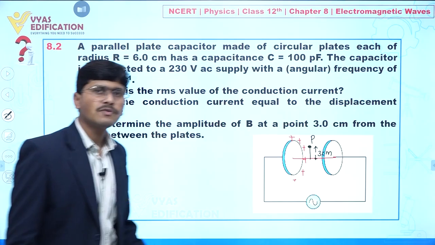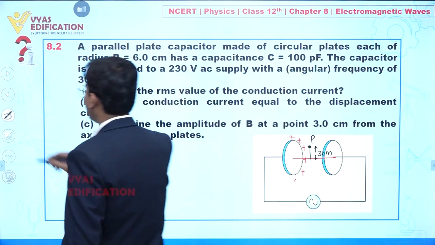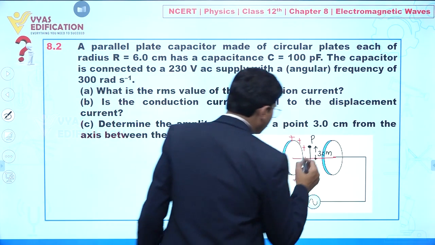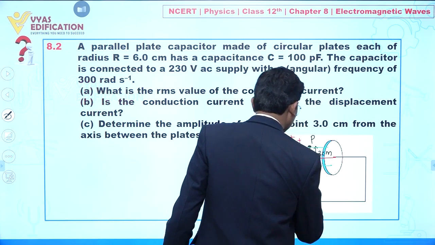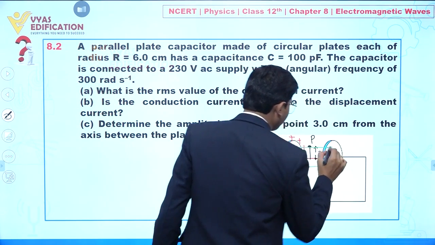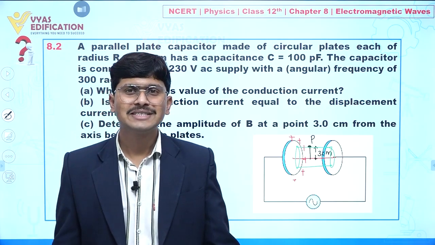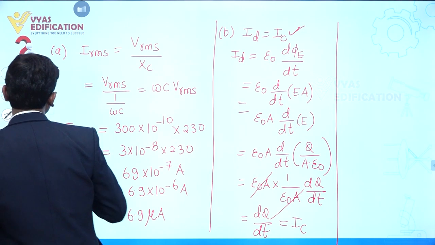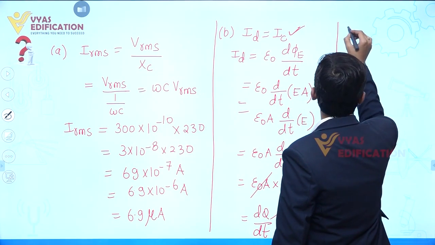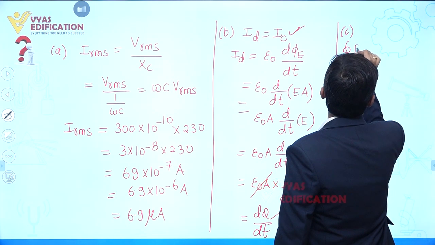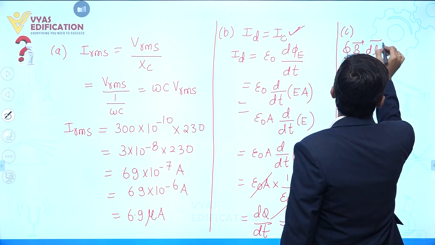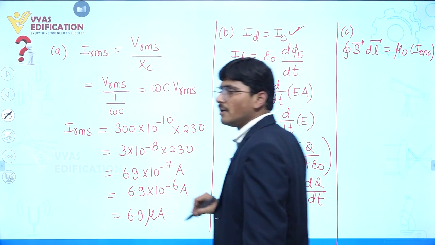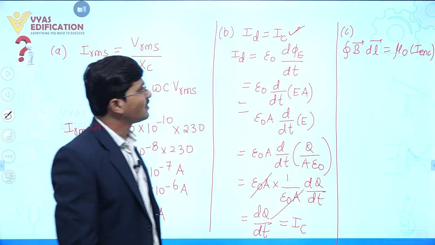Clear? For that, first we draw an Amperian loop, like this. This is the Amperian loop. Clear? Now, can we apply Ampere's circuital law here? Yes, we can. So we can write: the integral of B dot dl is equal to mu naught times I enclosed. Clear? Now our next objective is to calculate I enclosed.